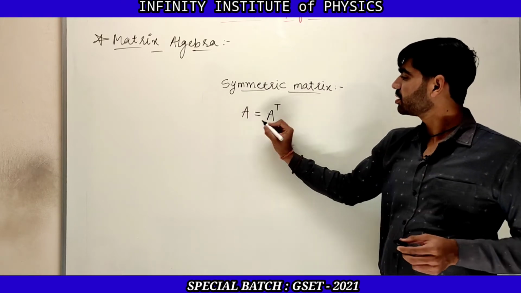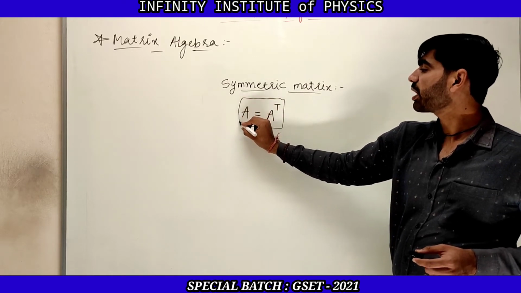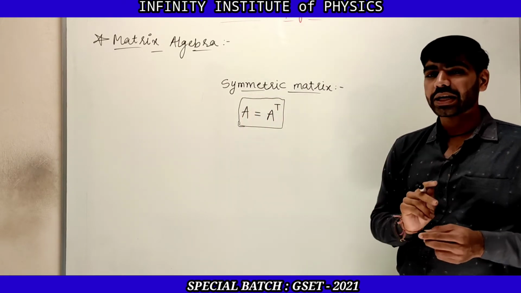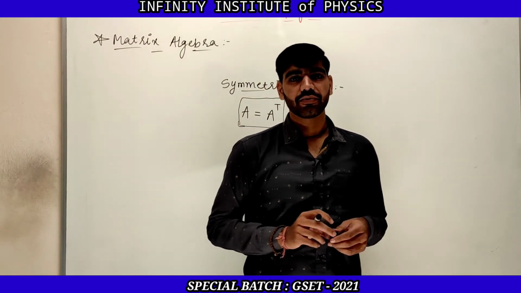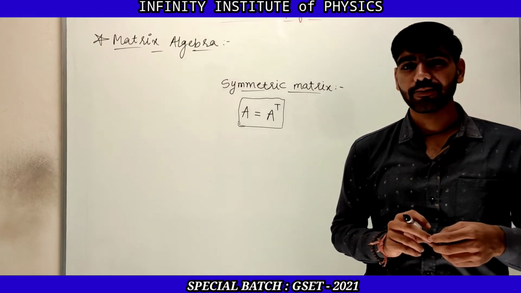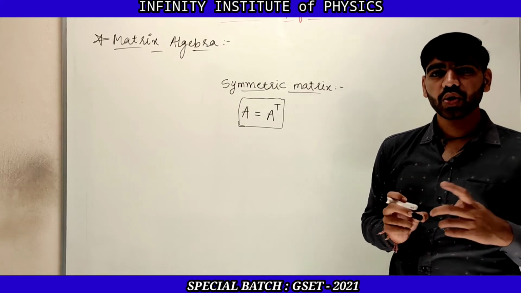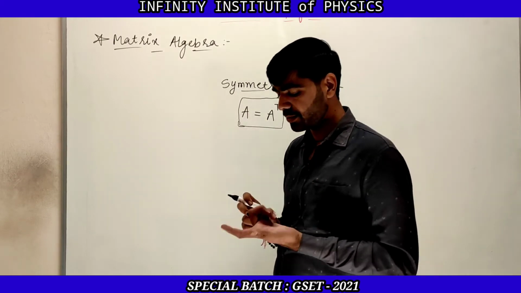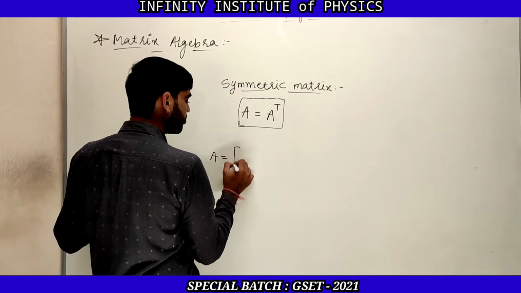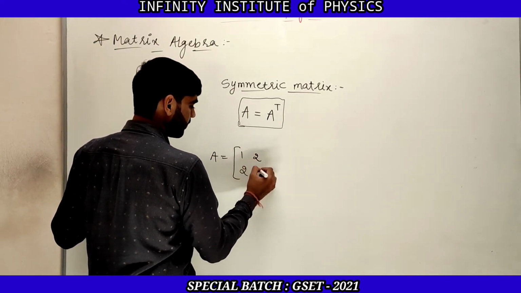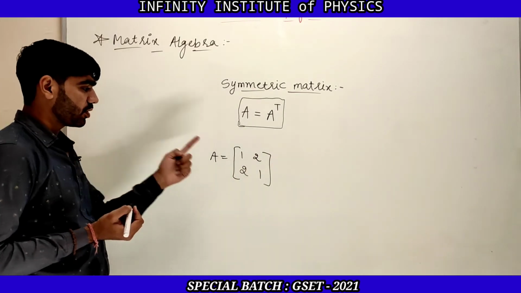That means by converting rows into columns and columns into rows, the matrix doesn't change at all. If there is no change in the matrix by converting rows into columns or columns into rows, then it is said to be a symmetric matrix. Now let us take one example. Suppose A is the matrix 1 2 2 1.